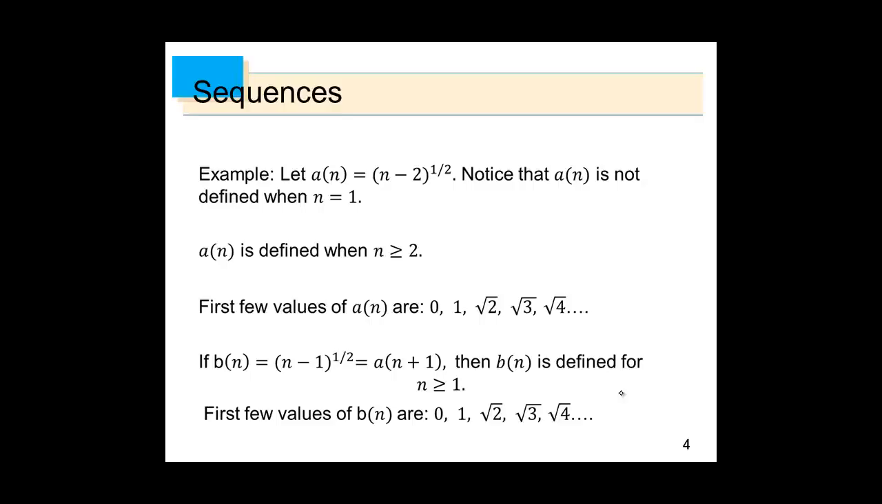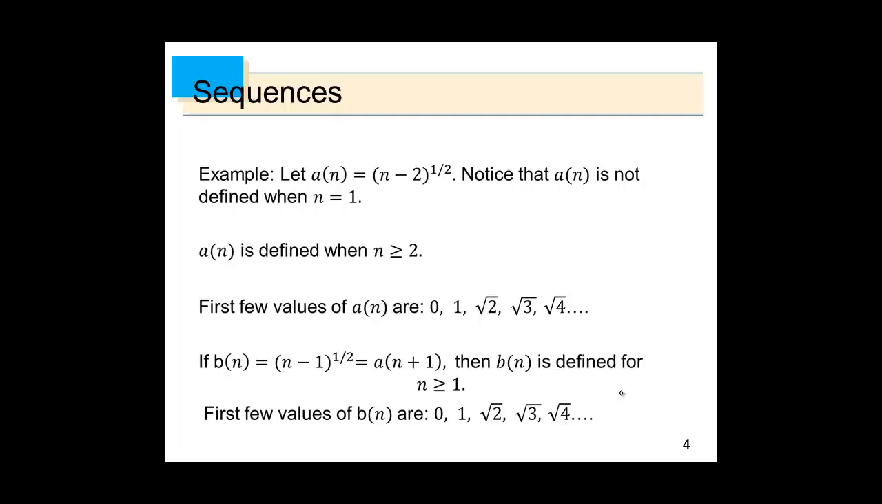That is, let's look at what are the first few values of A of n. Well, when n is 2, that's where I'm starting. When n is 2, I get 0. When n is 3, I am getting 1. When n is 4, I am getting root 2. When n is 5, A of n is root 3, and so on, right? So these are the first few values. You agree with me? All right.